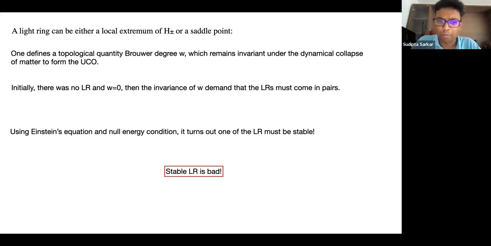So this is a rather complicated argument, and not only that, this argument requires Einstein's equations and null energy conditions. But at the end of the day, what it shows is that if there is no horizon, there must be a stable light ring. That means, if you remember, a minimum of the potential. The Schwarzschild light ring was a maximum of the potential, okay? And then the claim is that this stable light ring is bad.